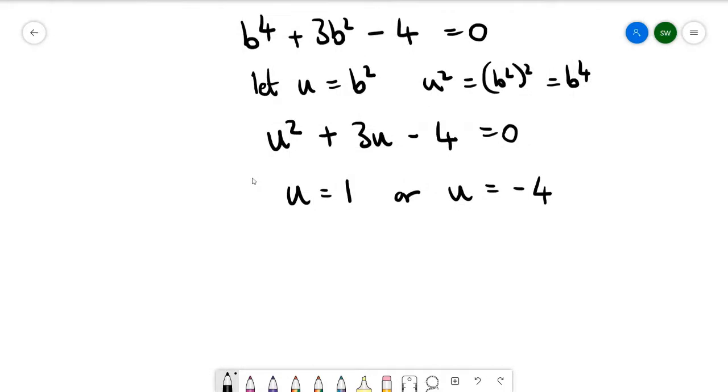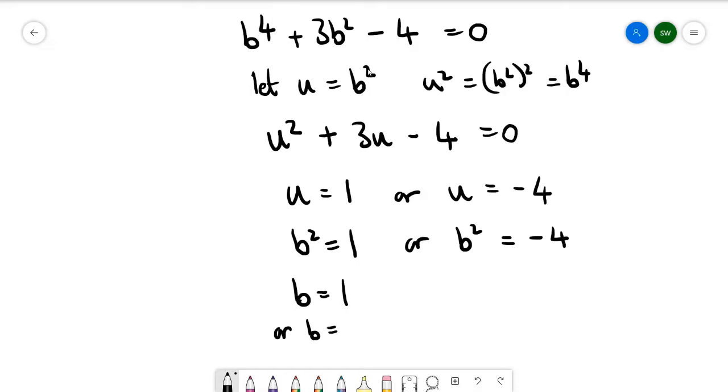So we wanted to find out what b is, not what u is. So we're going to go back to u is b squared. So we're going to have b squared equals 1 or b squared equals minus 4. So from b squared equals 1, we're going to get b equals 1 or b equals minus 1.